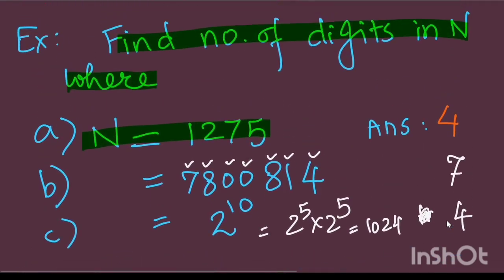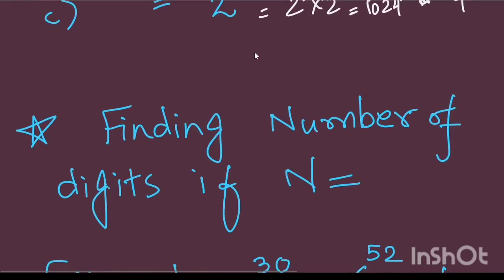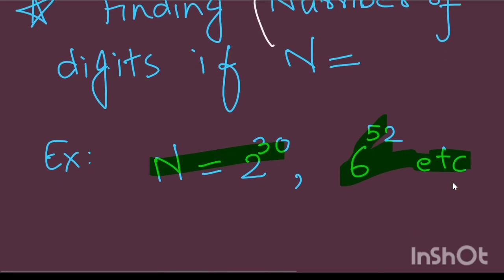So as I said, it is mostly used for finding the number of digits of n, where n is generally a big natural number, expressed in the form a to the power b. Example, n is 2 to the power 30, 6 to the power 52, etc. Number of digits is counted when n is expressed in decimal form, when all the powers are multiplied and it is expressed in decimal form. That's how we count the number of digits in n, right?